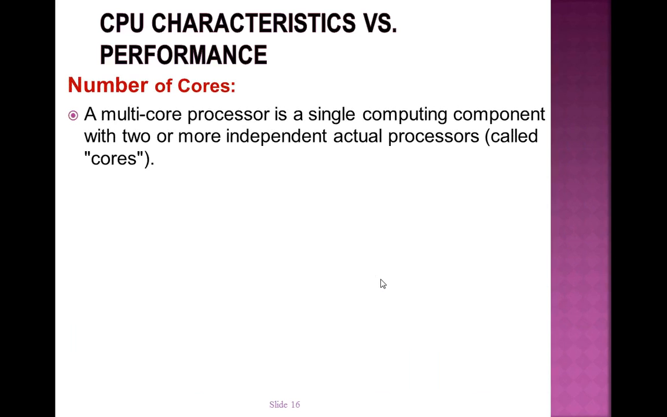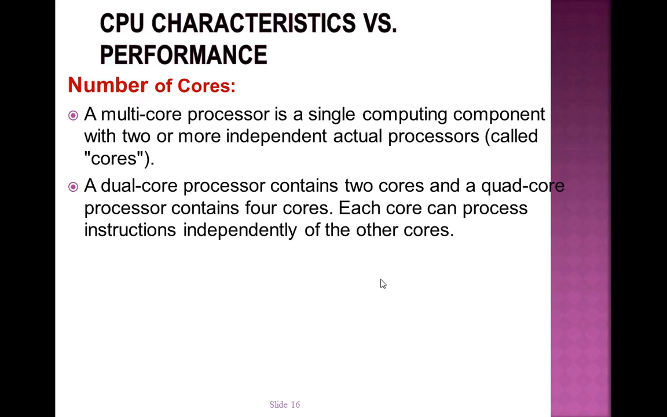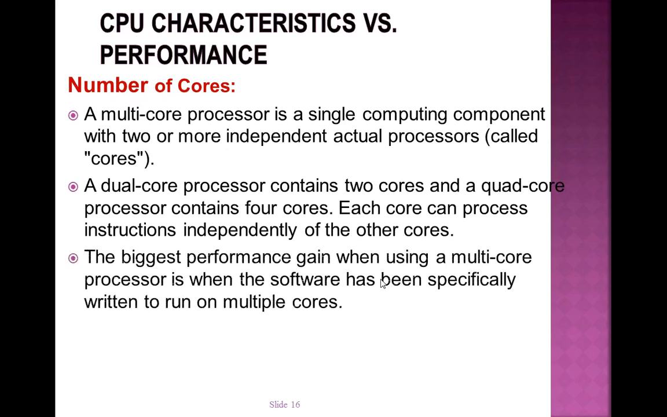Number of cores, that is the number of processors used. For example, if I am using the client-server architecture, there are 5 systems, so we are using 5 processors that are known as the cores, that is, independent actual processors. A dual core processor contains 2 cores and a quad core processor contains 4 cores. Suppose I am saying it is a dual core processor, that means there are 2 processors available in the core.